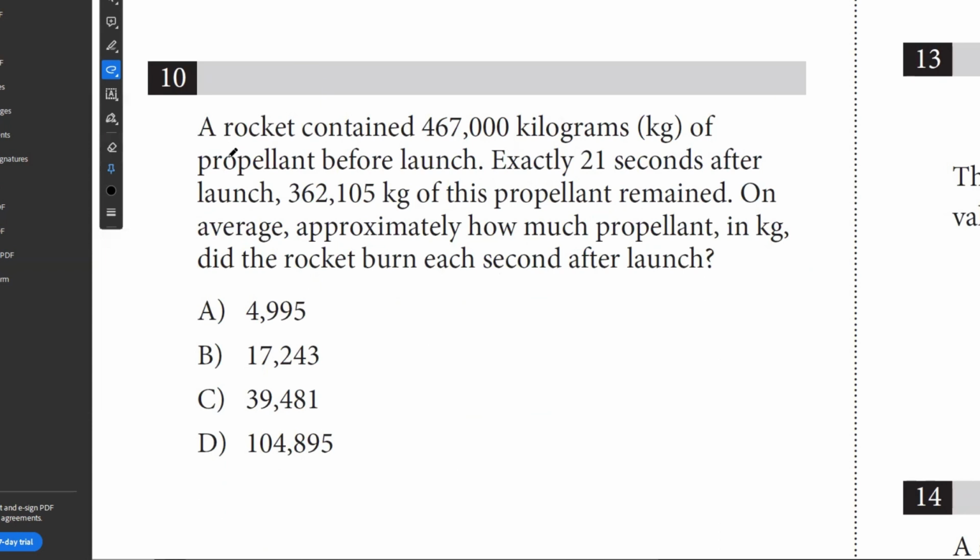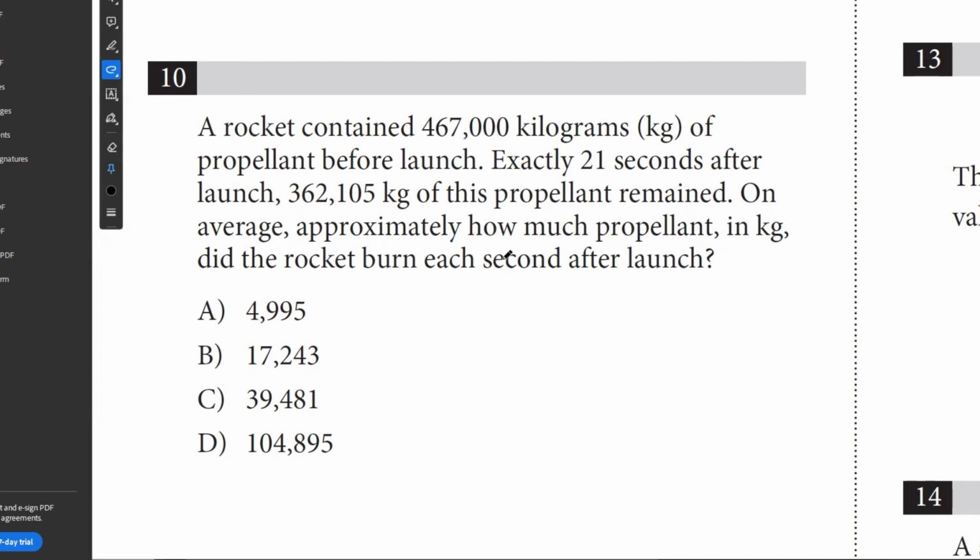All right. Question number 10. A rocket contains 467,000 kilograms of propellant before launch. Exactly 21 seconds after launch, 362,105 kilograms of this propellant remained. On average, approximately how much propellant in kilograms did the rocket burn each second after launch?